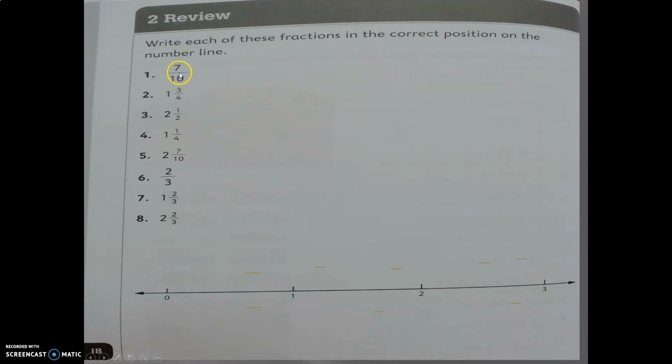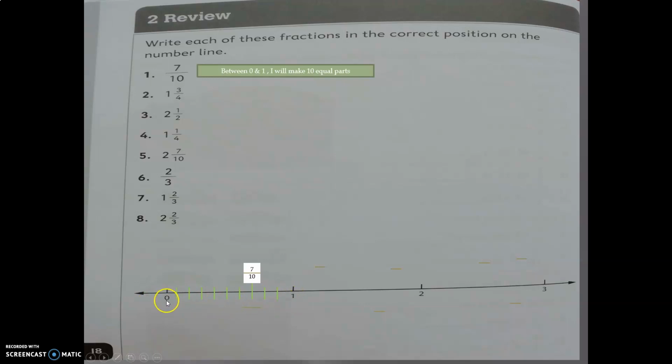Yes. So 7 out of 10, or 7 over 10, is a proper fraction that is less than 1. So where should it be located? Between 0 and 1. So I will make 10 equal parts between 0 and 1. Let's see how we're going to do it. 1, 2, 3, 4, 5, 6, 7, 8, 9. So now I have 10 equal parts between 0 and 1.